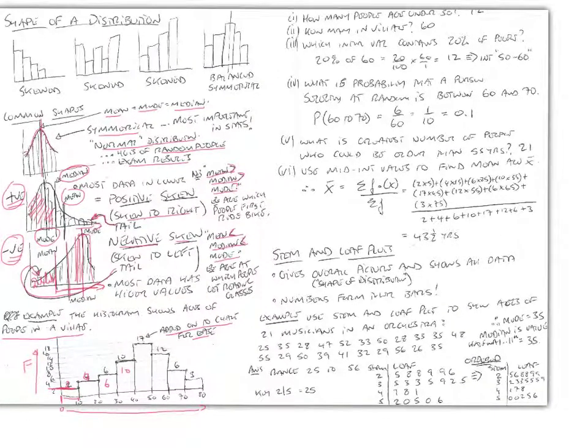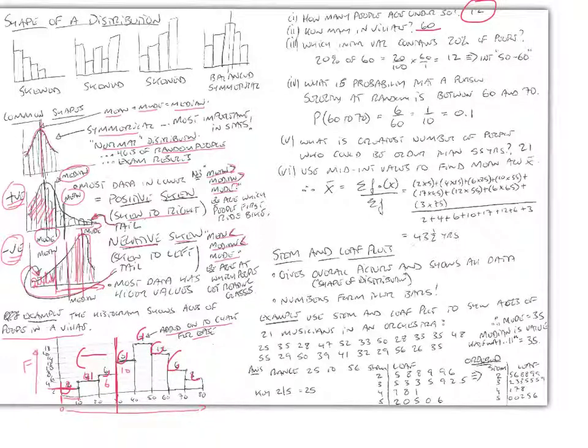So let's answer some questions about this histogram. How many people are under 30 years of age? So there's our cut-off point there. It's this many, 12. How many in the village altogether? Then we have to add up all our frequencies. Add all the frequencies, that's all the people they asked, it's 60.